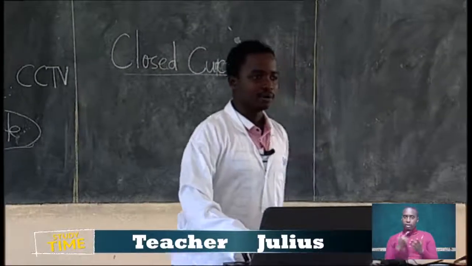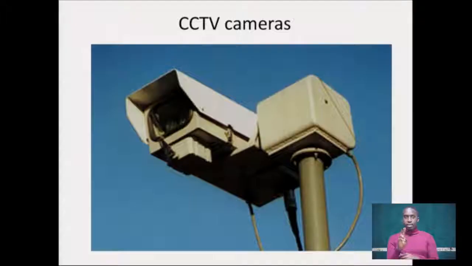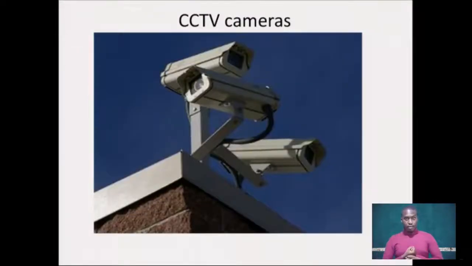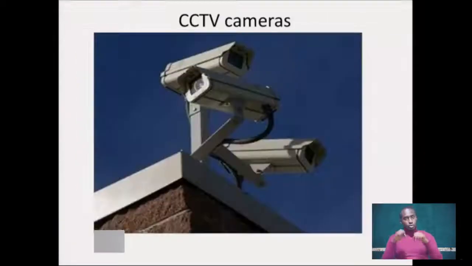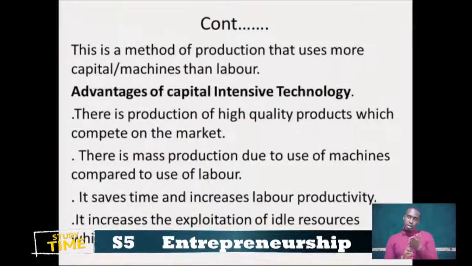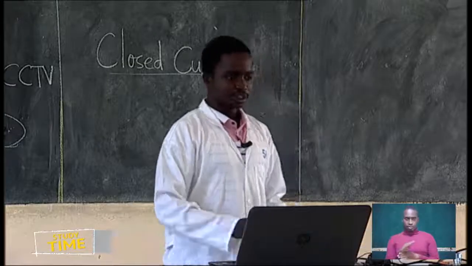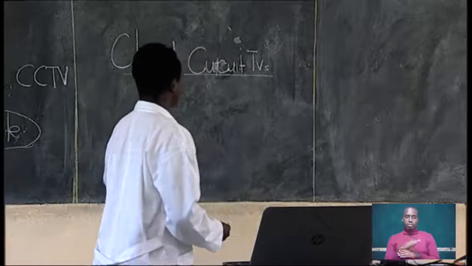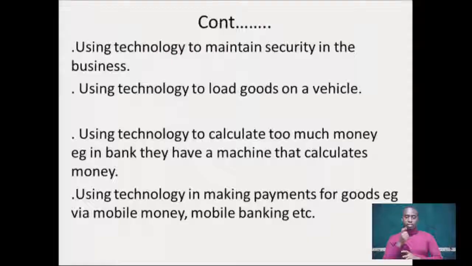So I have an example, a diagram of a CCTV camera. You can check. That one is a CCTV camera. We have that one also. It is a CCTV camera. You can look at it. They can be used to maintain the security of the business. That is technology, using CCTV cameras to maintain the security of the business.